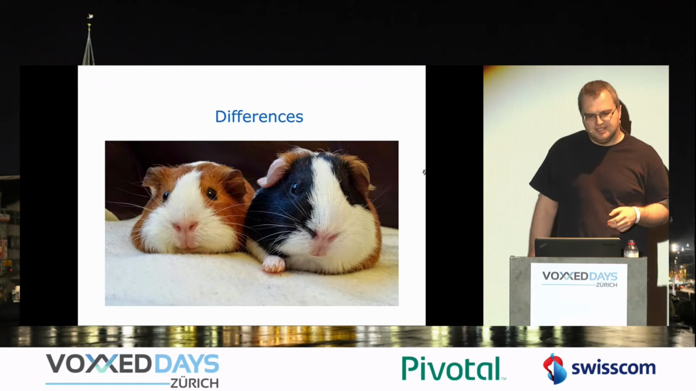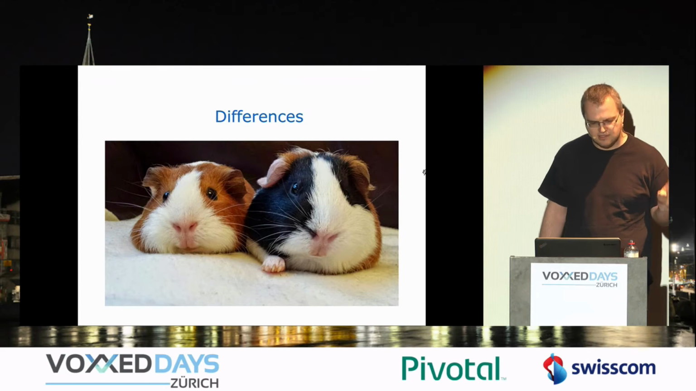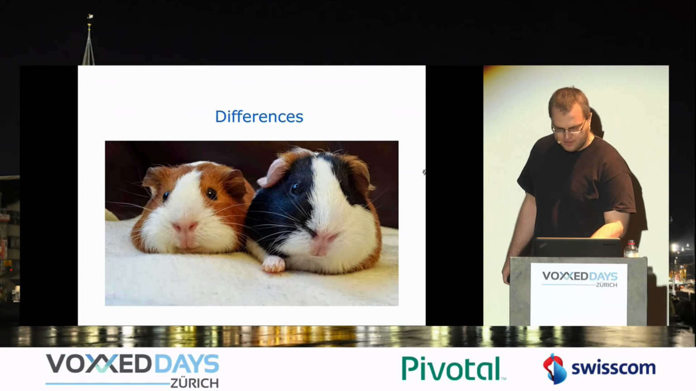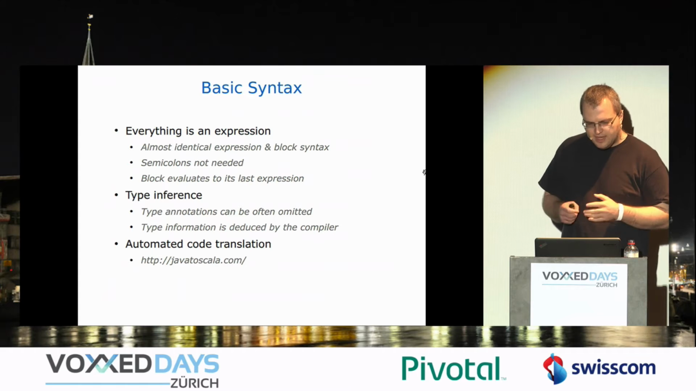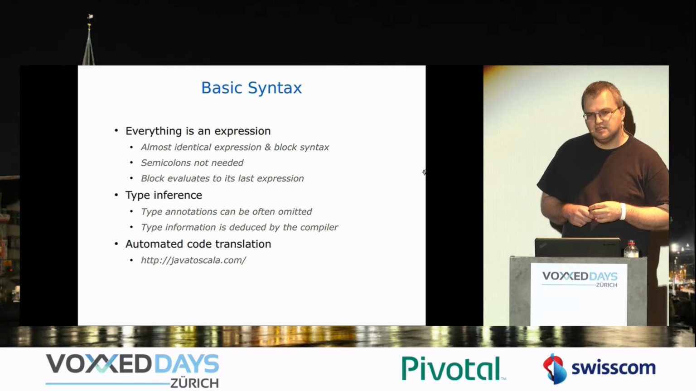Now let's look at the differences. What is different? Now this part of the talk, when we talk about differences, we are going to look specifically at things that can be done in Java and how they are done in Scala. So no extra features yet. Still the stuff that we already have in Java. Basic syntax. So one difference is that in Scala, being a functional-ish language, everything is an expression.